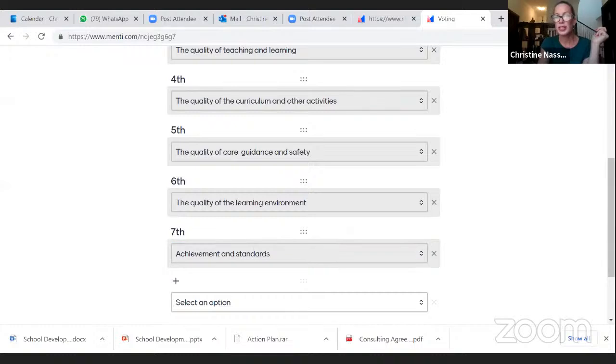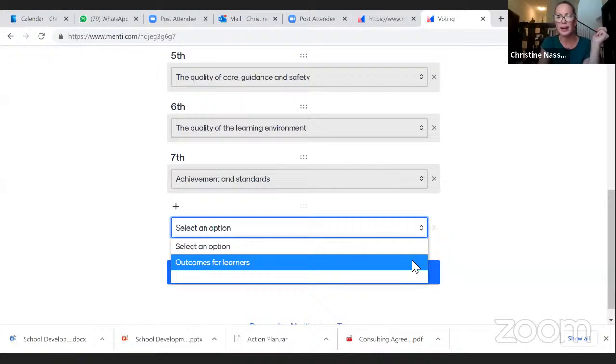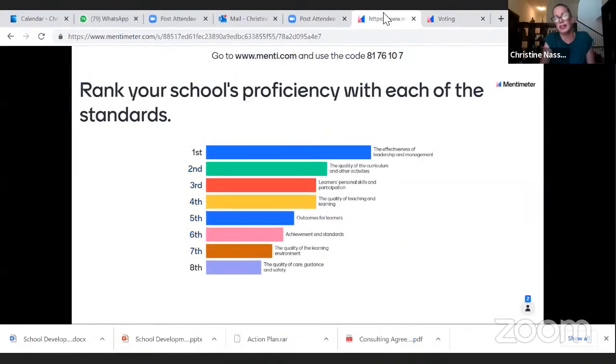Achievement and standards. And I say that only because they're a newer school. It takes time to really get to high outcomes in the end. So that was just an example of me answering that. Good, we have a few people, 2 people.